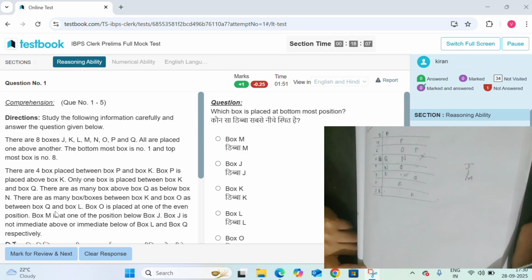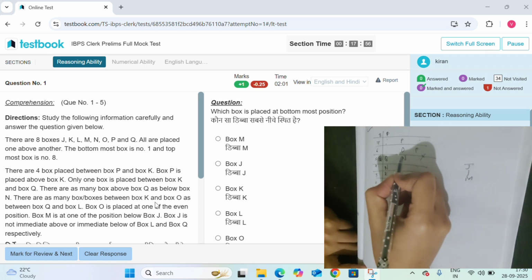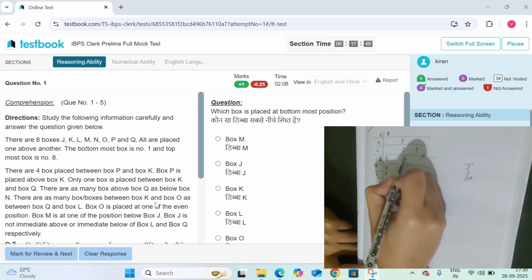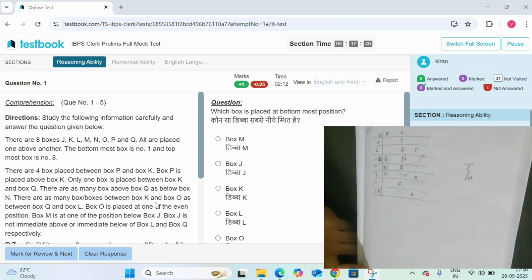There are as many boxes between K and O as between Q and L. K and O, Q and L, 1, 2, 3. This should be L. J should not be here. That means this gets cancelled.